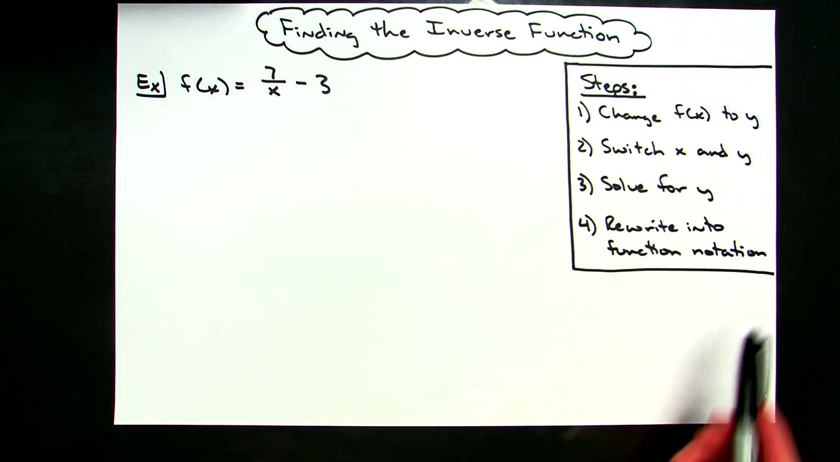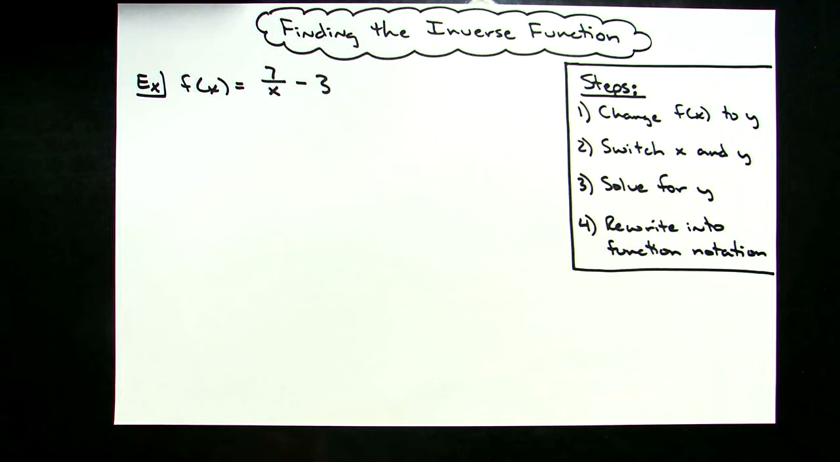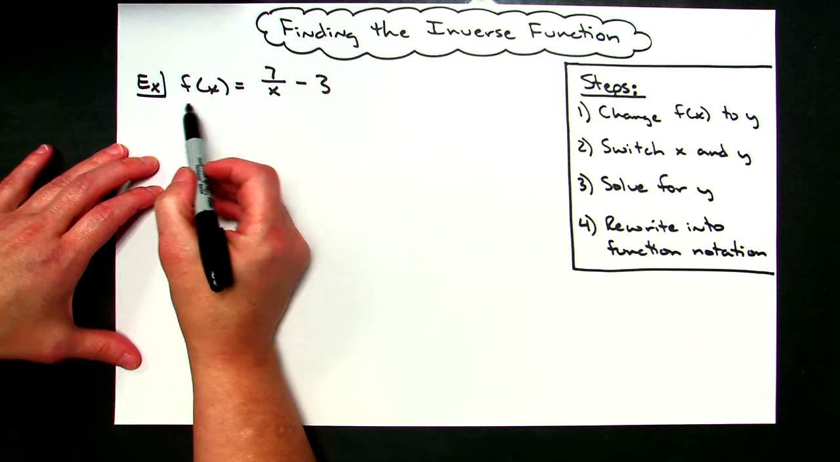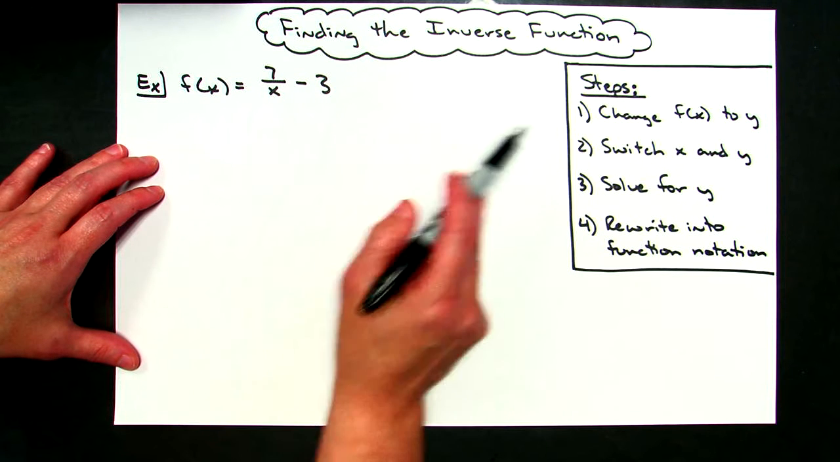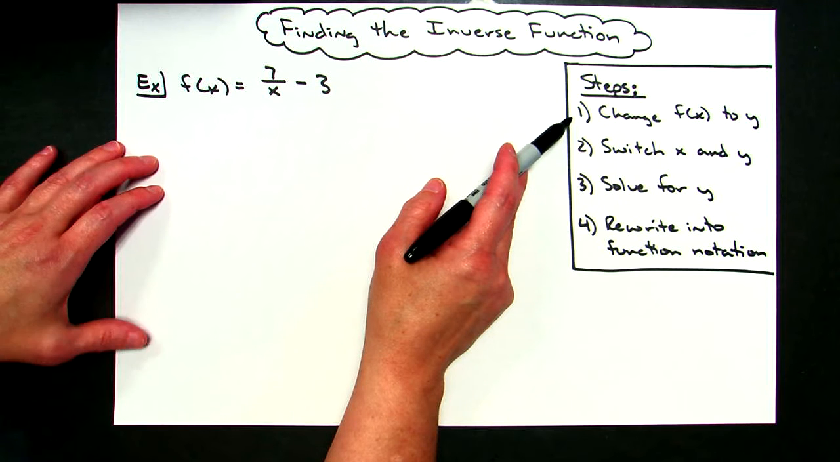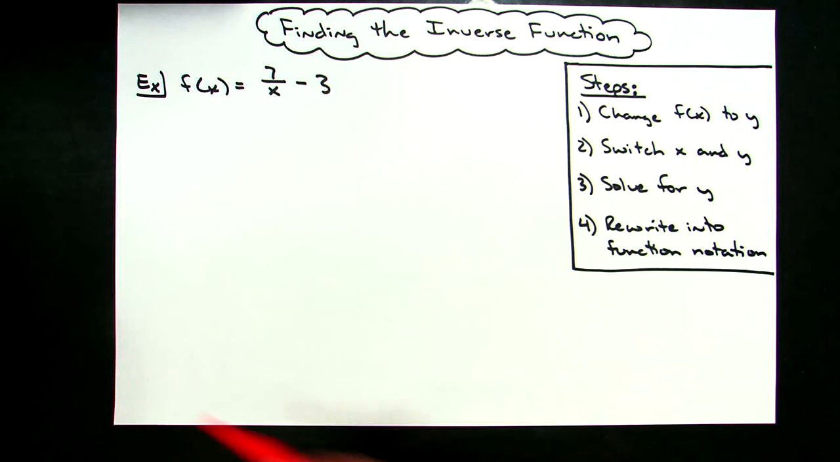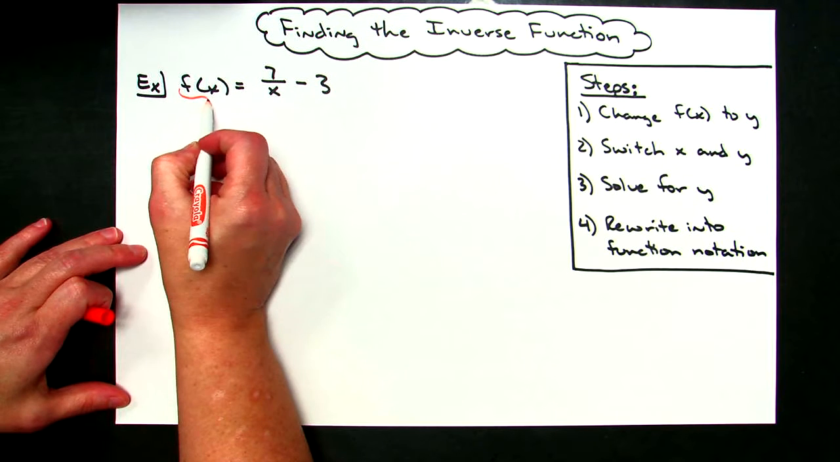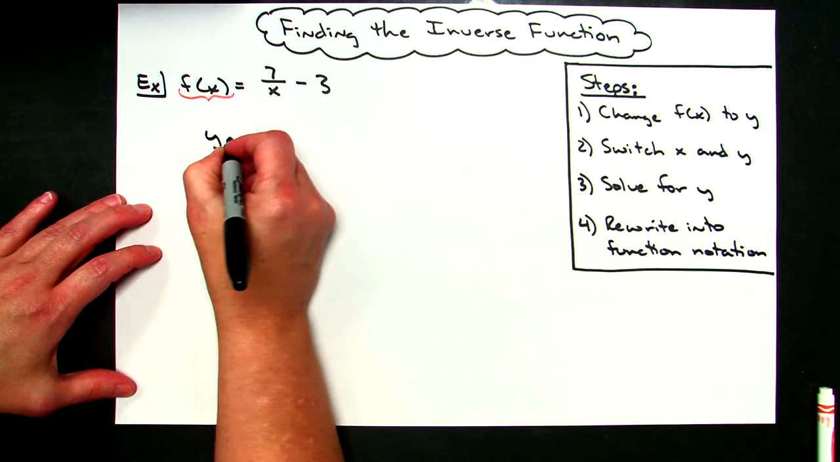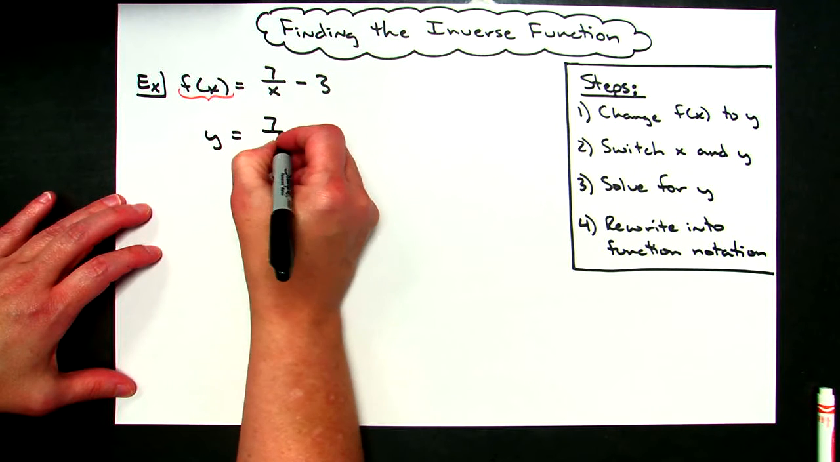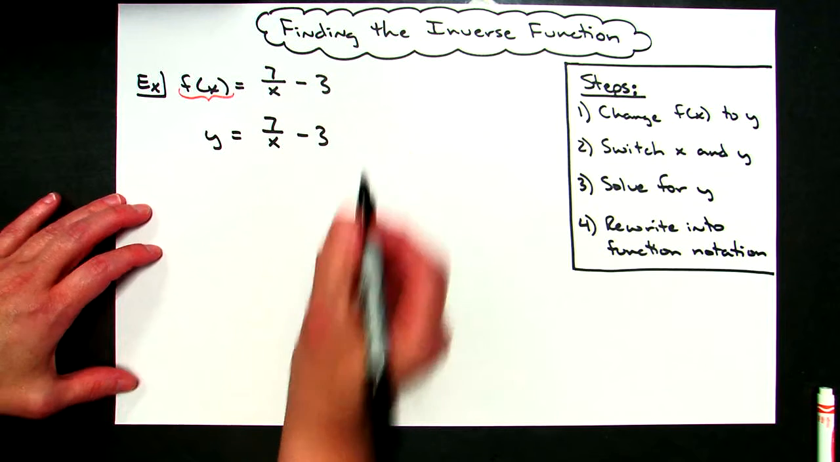Okay, so we're going to implement those 4 steps on the given function. I have a function here, f of x equals 7 over x minus 3. Step 1 says to change f of x to y. So that's what I'm going to do. Right here, I am going to change that to a y. I'm just going to replace it. So y equals 7 over x minus 3.